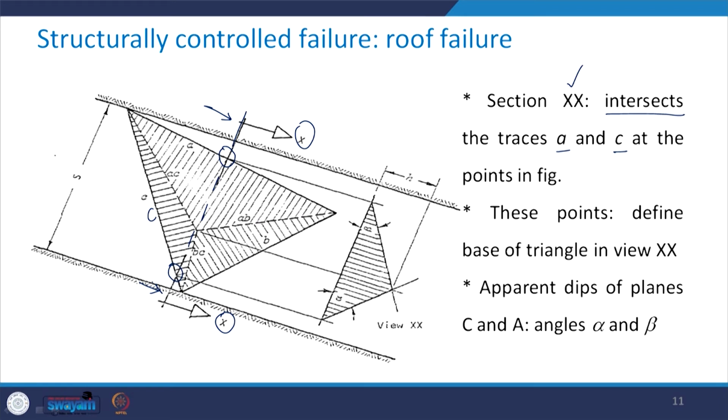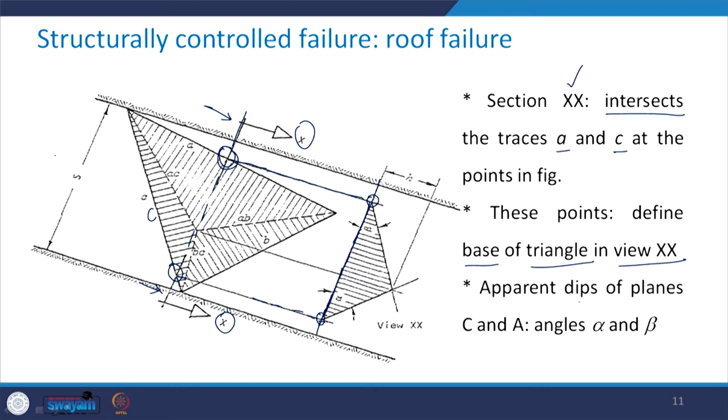So, you see that perpendicular to this x direction, we just project these points with the help of these projectors, okay, and we have a line which will intersect these two projectors at these two points, and if you join these, this is going to define the base of the triangle in view xx.